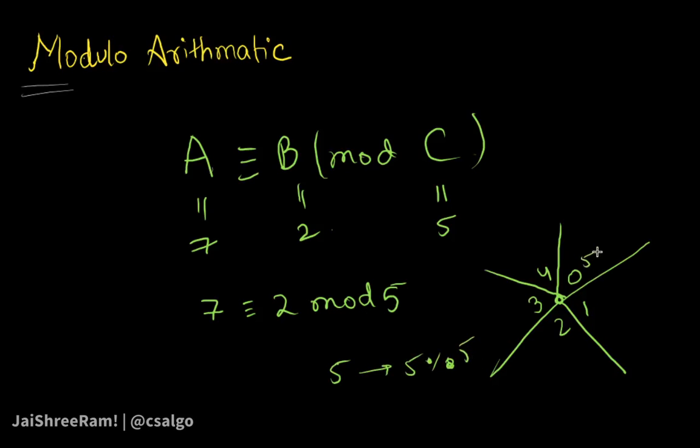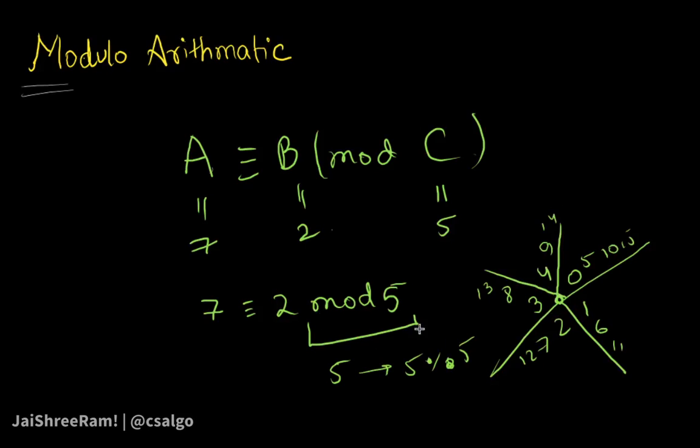So 5 goes to this class, 6 goes to this, 7 goes to this, 8 goes to this, 9 goes to this, then 10 goes to this, 11 goes to this, 12 goes to this, 13 goes to this, 14 goes to this, and then 15 goes to this, and so on, right? So this is how we are dividing the whole numbers in the space of modulo 5. So modulo 5 is doing a space partition in the whole numbers.